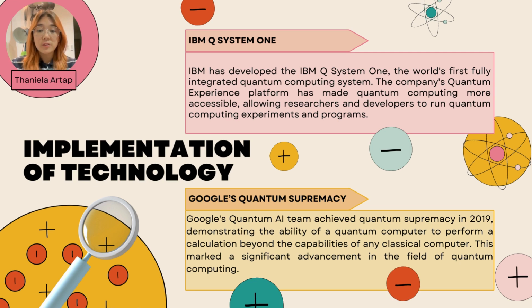Google is another major player in the field of quantum computing, with its Quantum AI team working on developing quantum computing technologies for a wide range of applications. In 2019, Google announced that it had achieved quantum supremacy, a milestone where a quantum computer can perform a calculation that is beyond the capabilities of any classical computer.